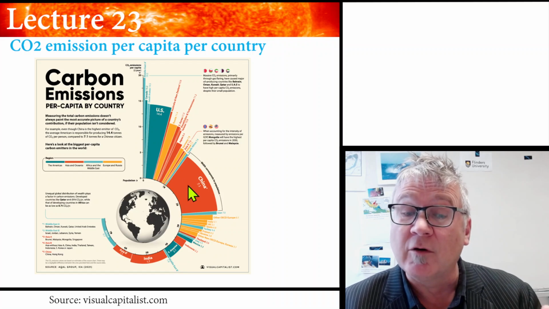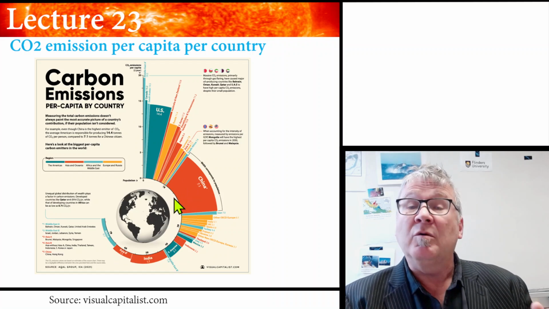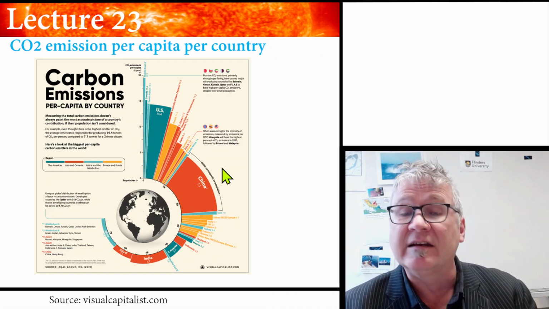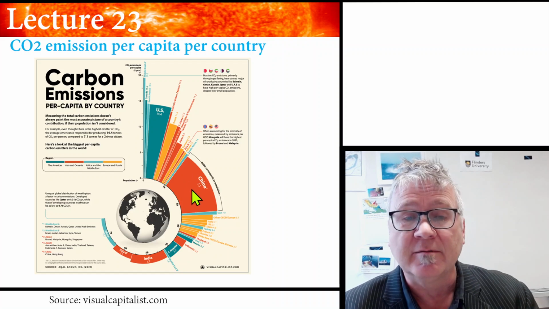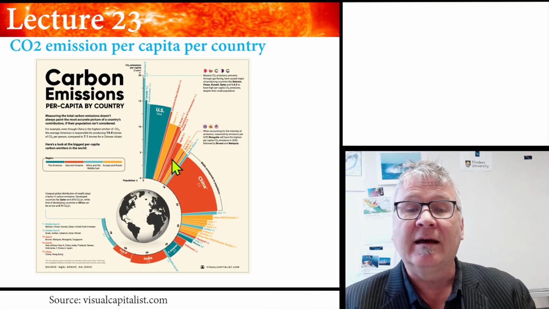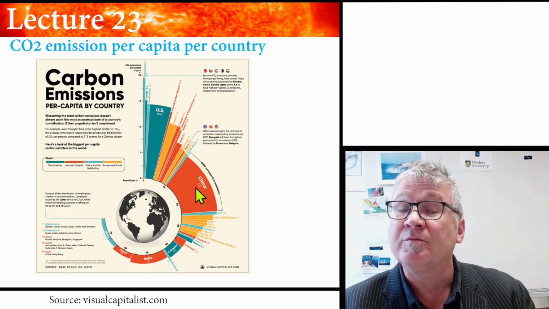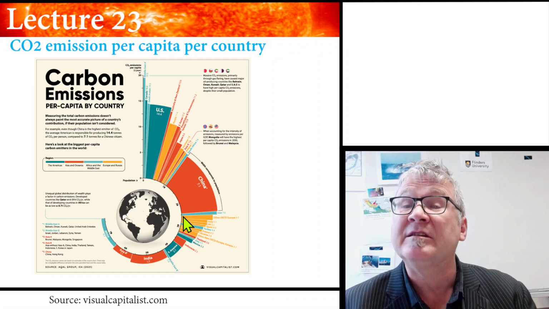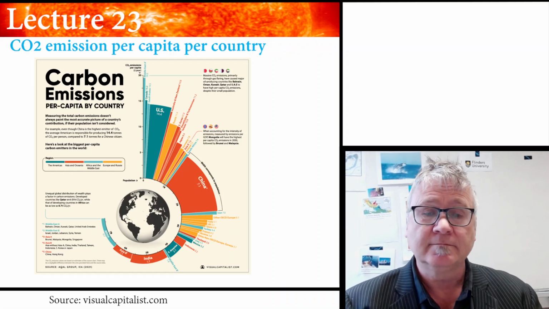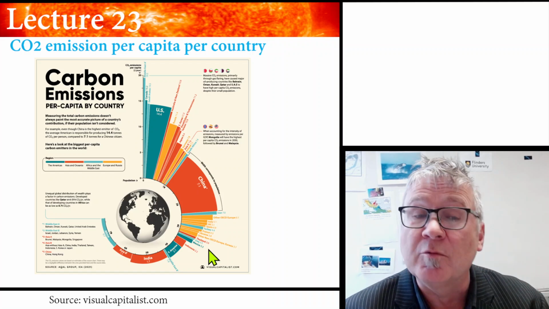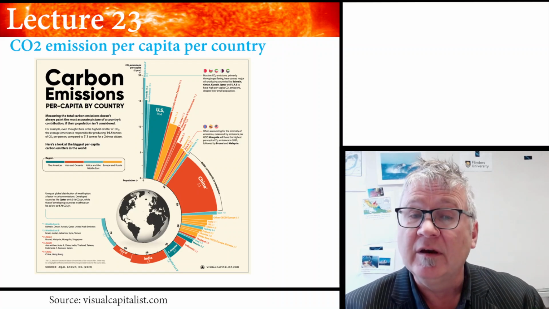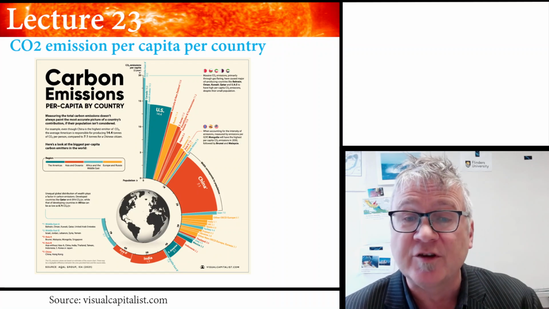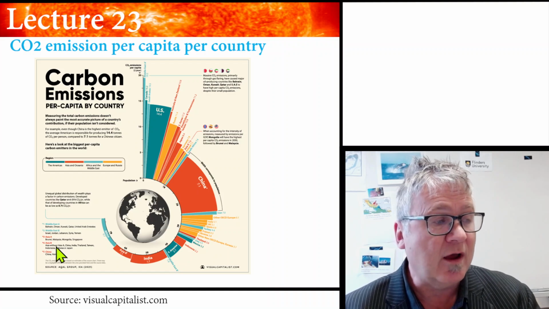And if you do that for all the countries, you actually also get the area. So the area of each segment shown here is the total emission by a country, which is the CO2 emission per capita, which is one axis, and the other is the total population size. And this is a nice way to summarize carbon emissions per capita per country. And you also have the total emissions all in one graph.